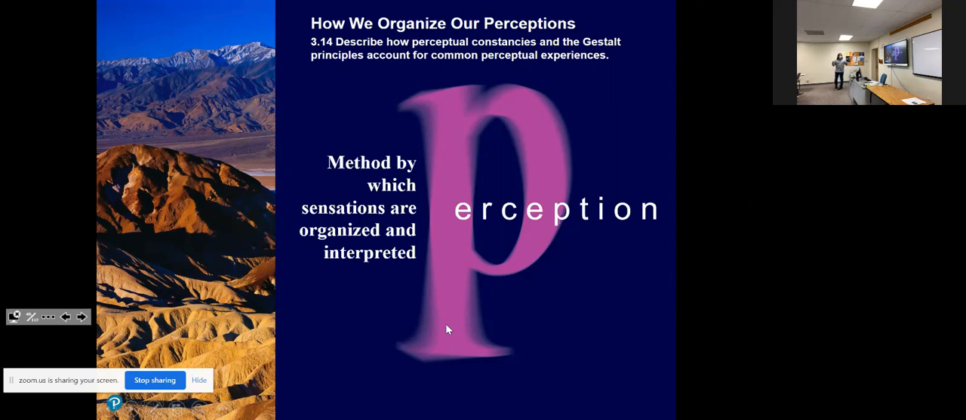Sensation is how we take the information in through one of our five senses. What are our five senses? Taste, smell, sight, hearing, and touch, right? Okay, so that's how we get that information in. What do we do with that? Well, that's measured by perception, and it's the method by which sensations are organized and interpreted in our brain. Interpreted. It's a very important word to consider when we're talking about perception.